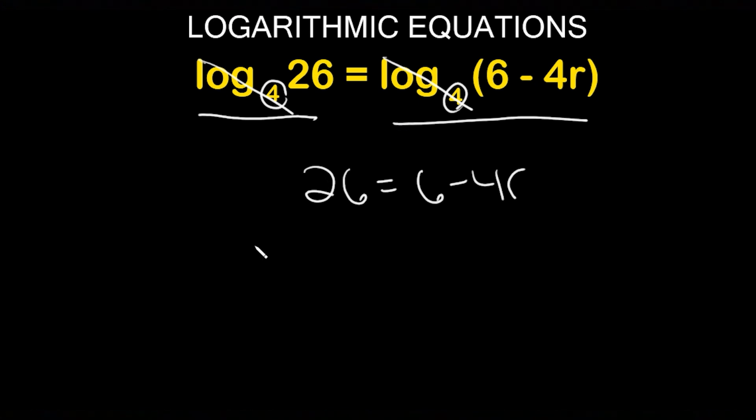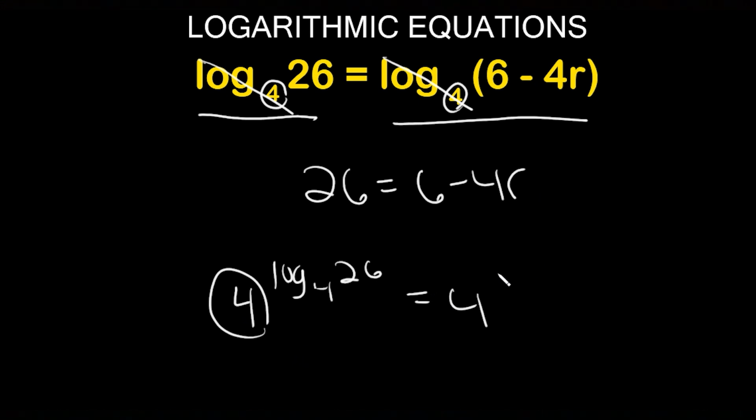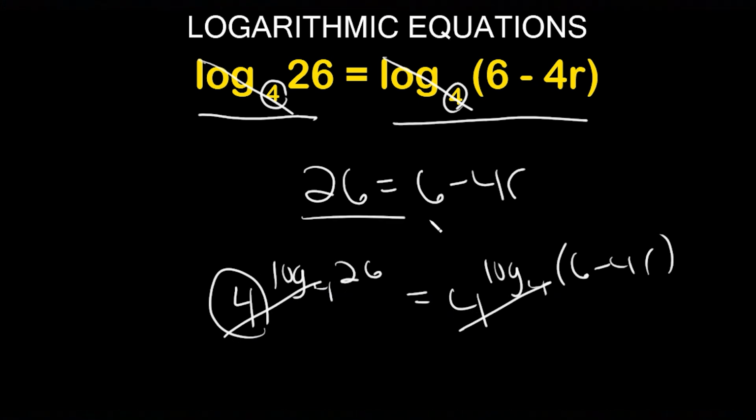So for example, I could do 4 all to the power of log base 4 of 26 and set this equal to, well, since I changed the base here to 4 on the left-hand side, I also have to do that on the right-hand side. So I would write 4 to the power of log base 4 of 6 minus 4r, okay? So again, we're just manipulating the equation here, and you can see that now I have the inverse property, and this will cancel, and this will cancel, and you can see I'm left with what I have right here.